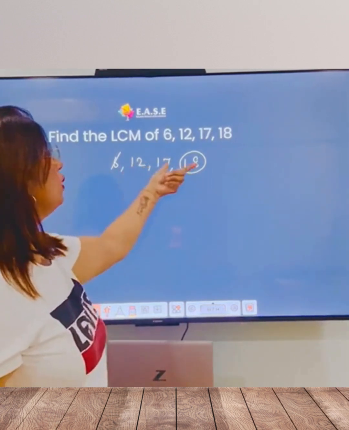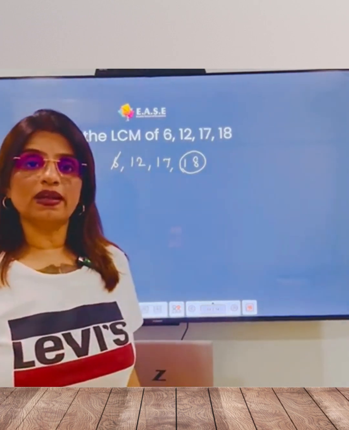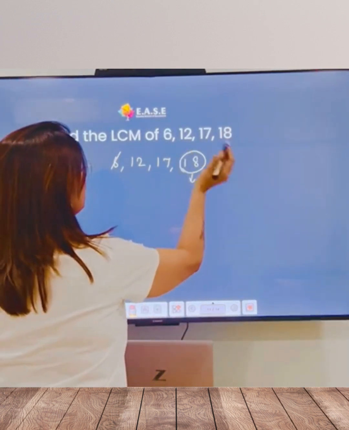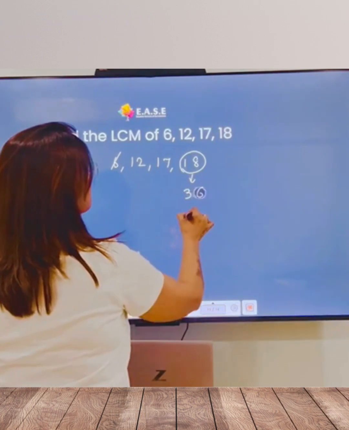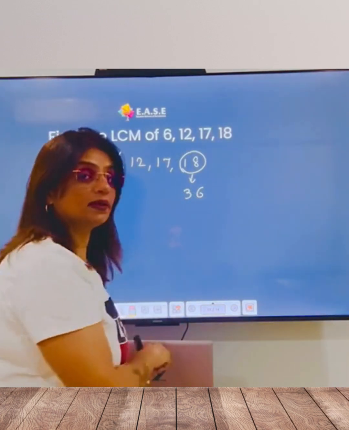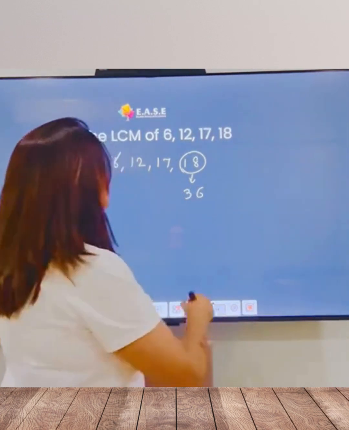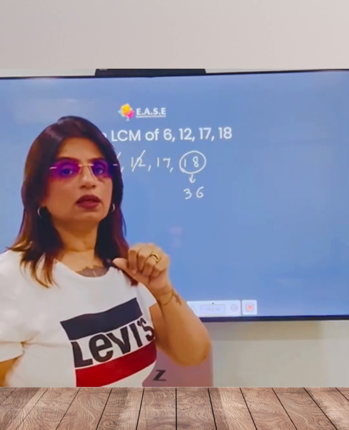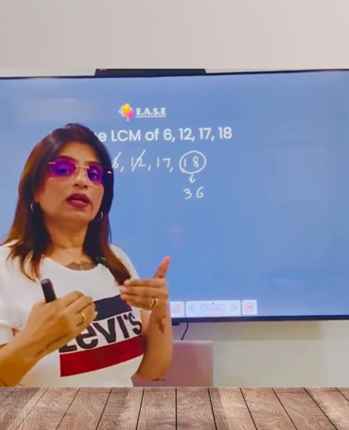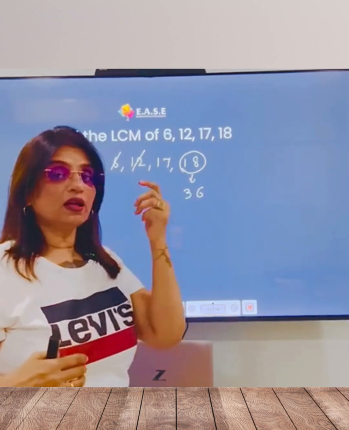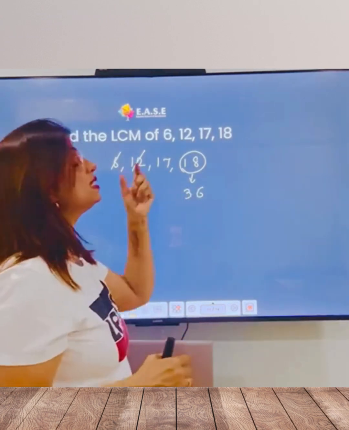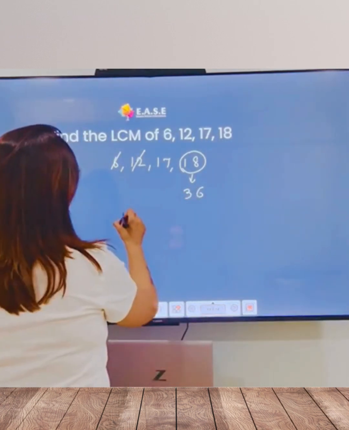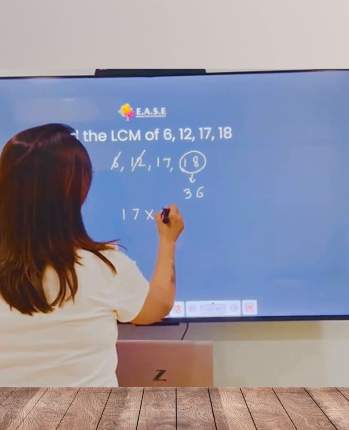Now go to 12. Will 18 appear in the table of 12? It will not. So we go to the next, 18 times 2, which is 36. Will 36 appear in the table of 12? Yes, it will. So cut this off. Now, will 36 appear in the table of 17? No. Even if you continue writing the table of 18, none of the numbers are going to appear because 17 is a prime number. It will not accept anything else. So we are going to multiply 17 times 36.